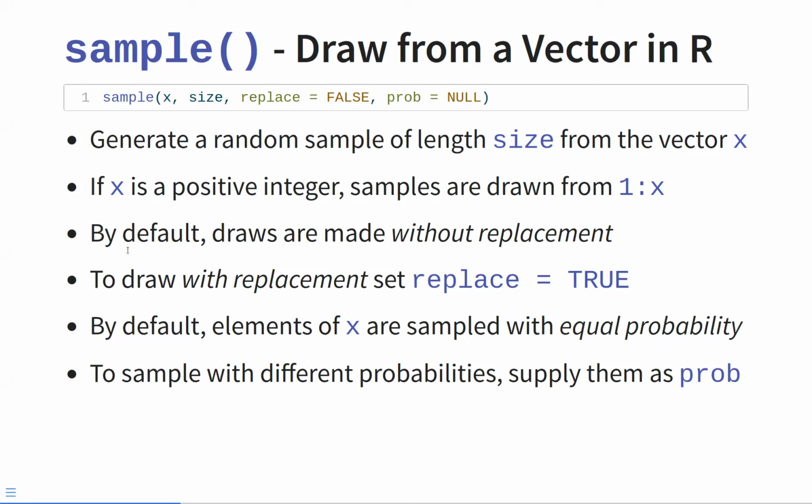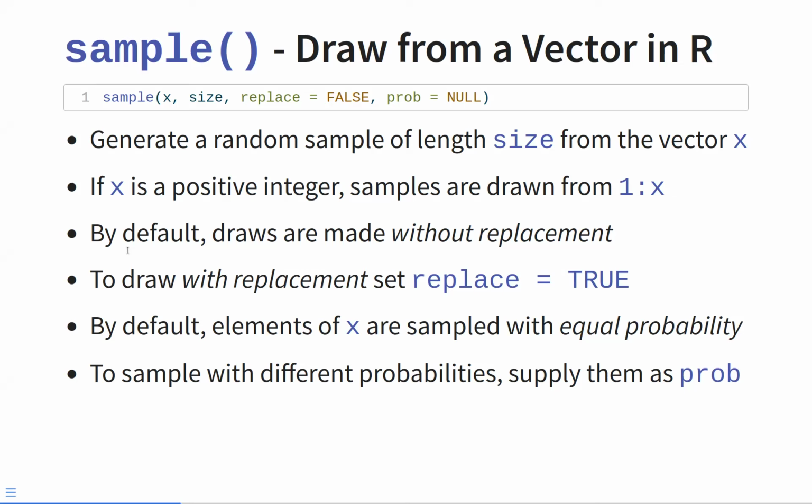So this generates a random sample of length size from the vector x. So you supply some vector x. But if you don't want to supply a vector x, you can also just supply a positive integer. In that case, R is going to construct the vector for you. The samples will be drawn from the vector 1 to x. Now, by default, these draws are made without replacement. If you want to make them with replacement, you need to set the argument replace equal to TRUE.